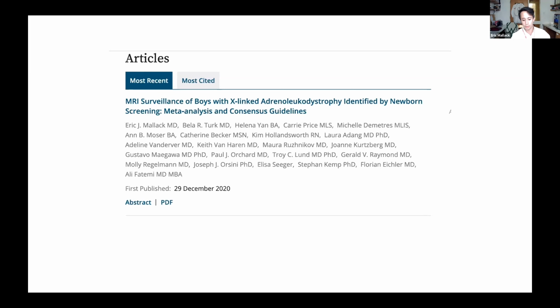So how did we fill this gap in knowledge? There were multiple screening protocols that were also evidence-based and based on literature review. But we thought that this was a good opportunity to go back and look at the ALD experience to come up with some evidence-based guidelines for this.